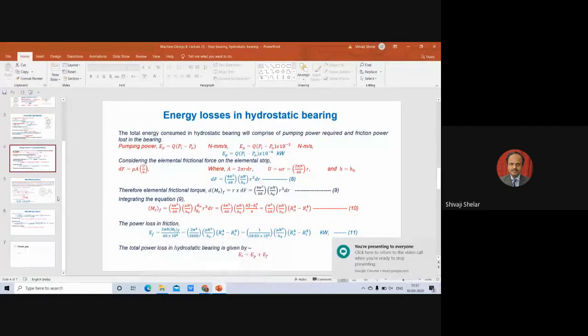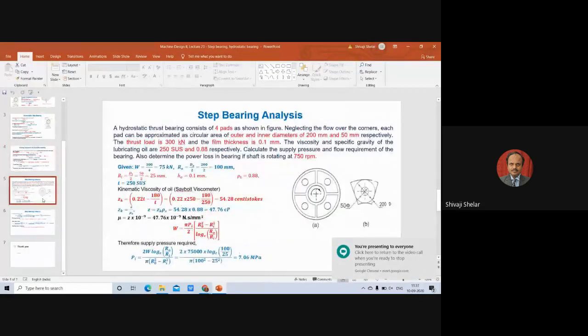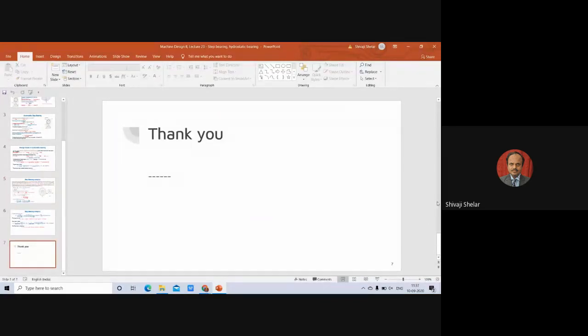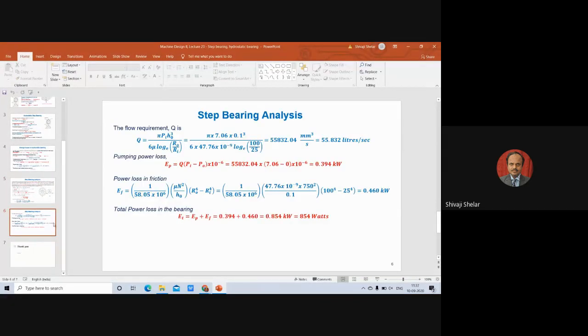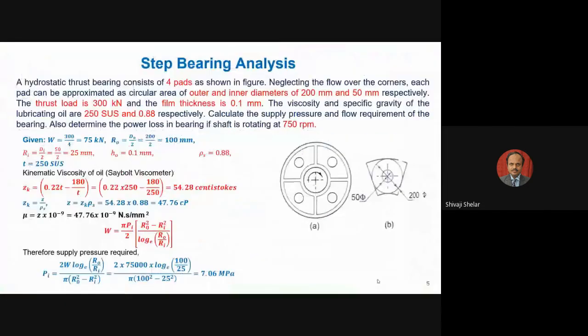So I have taken one very small problem, so you can learn that problem. Okay, let's read the problem first. I have taken a step bearing analysis here.